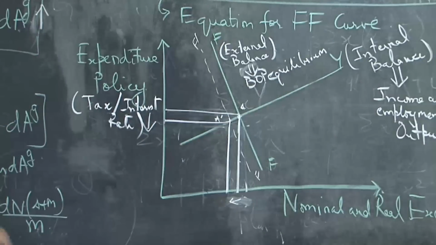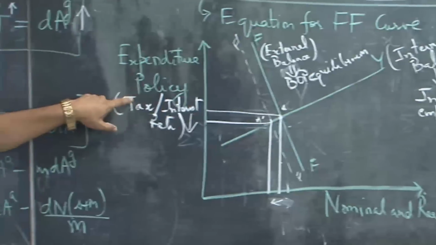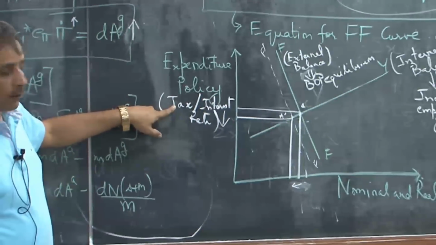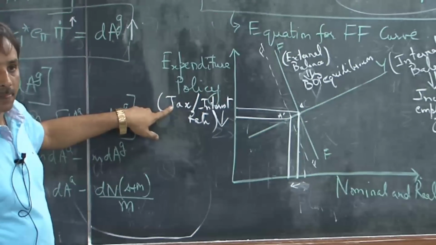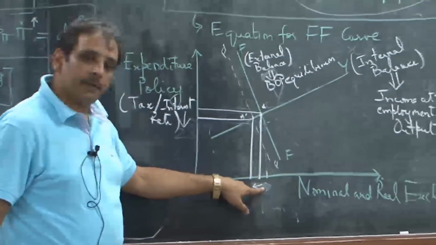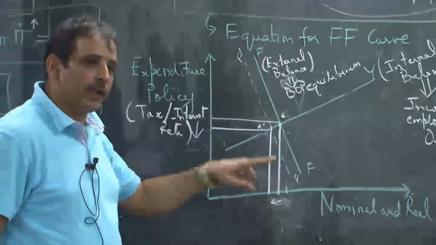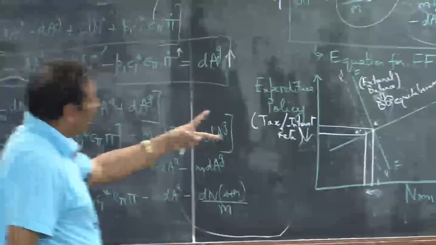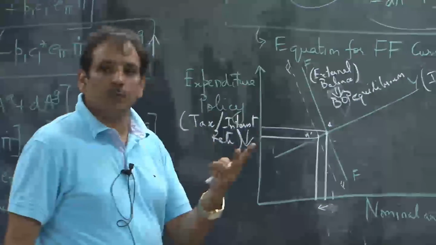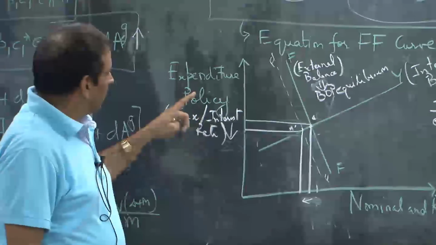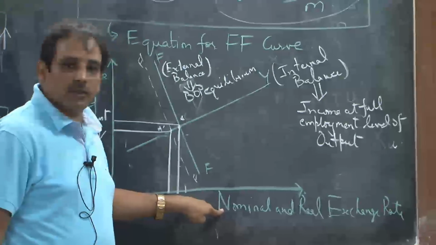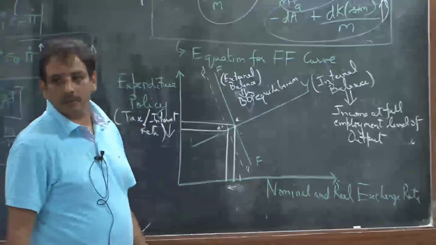Now see what happens. You are reducing the tax and or the interest rates for maintaining internal balance, and you are appreciating your currency to take care of the capital inflows which have poured in. So you are using two policy instruments to maintain two policy targets: expenditure policy for internal balance, exchange rates for the external balance.